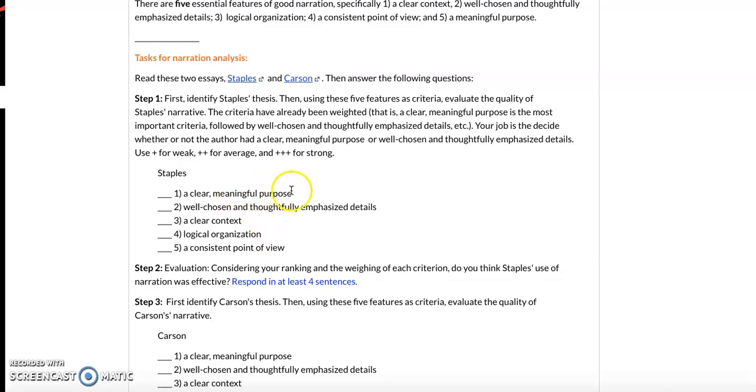So we have to make sure, first and foremost, we know what we're doing. So our very first criteria, we have a meaningful purpose. Why are we narrating this? And making sure we only give details that support that purpose.